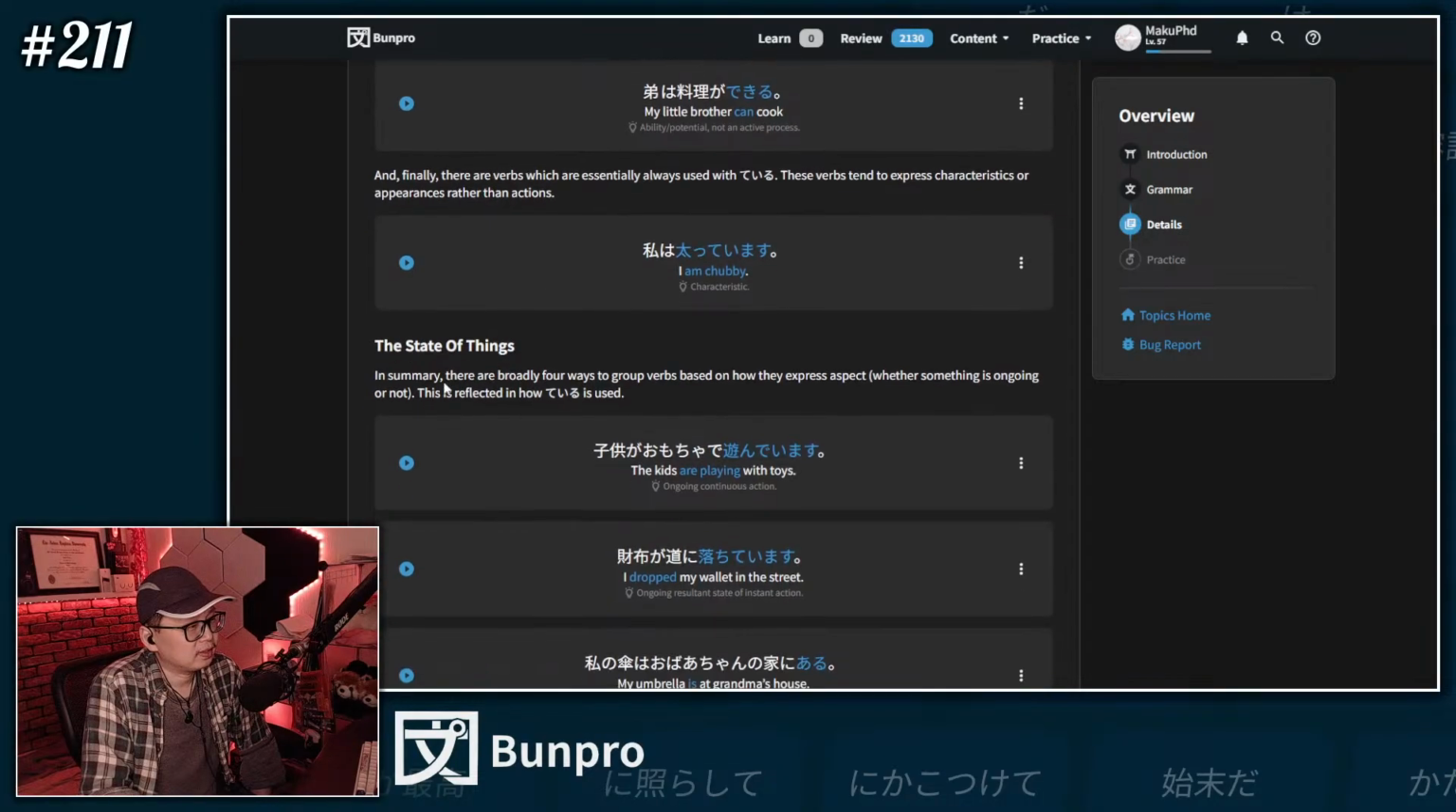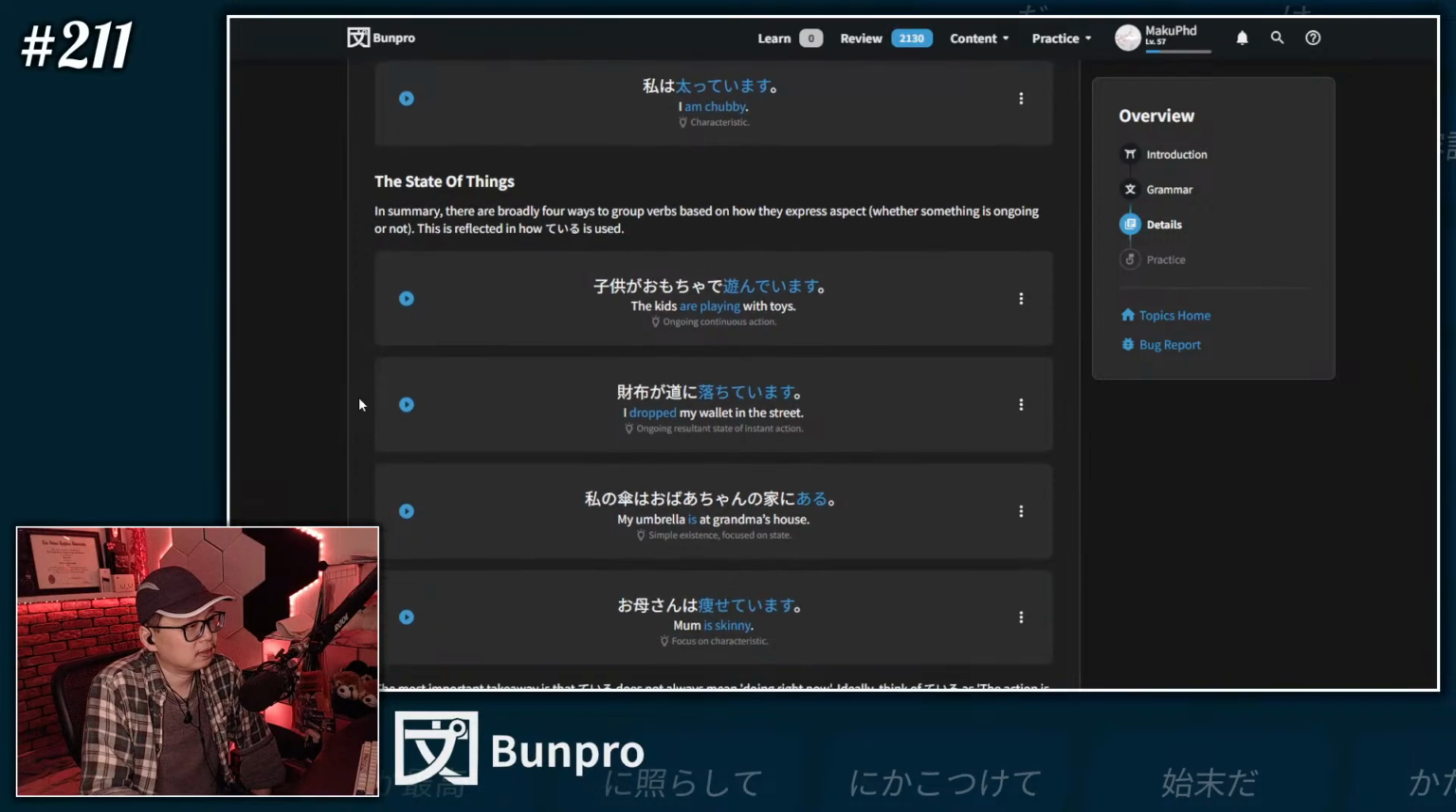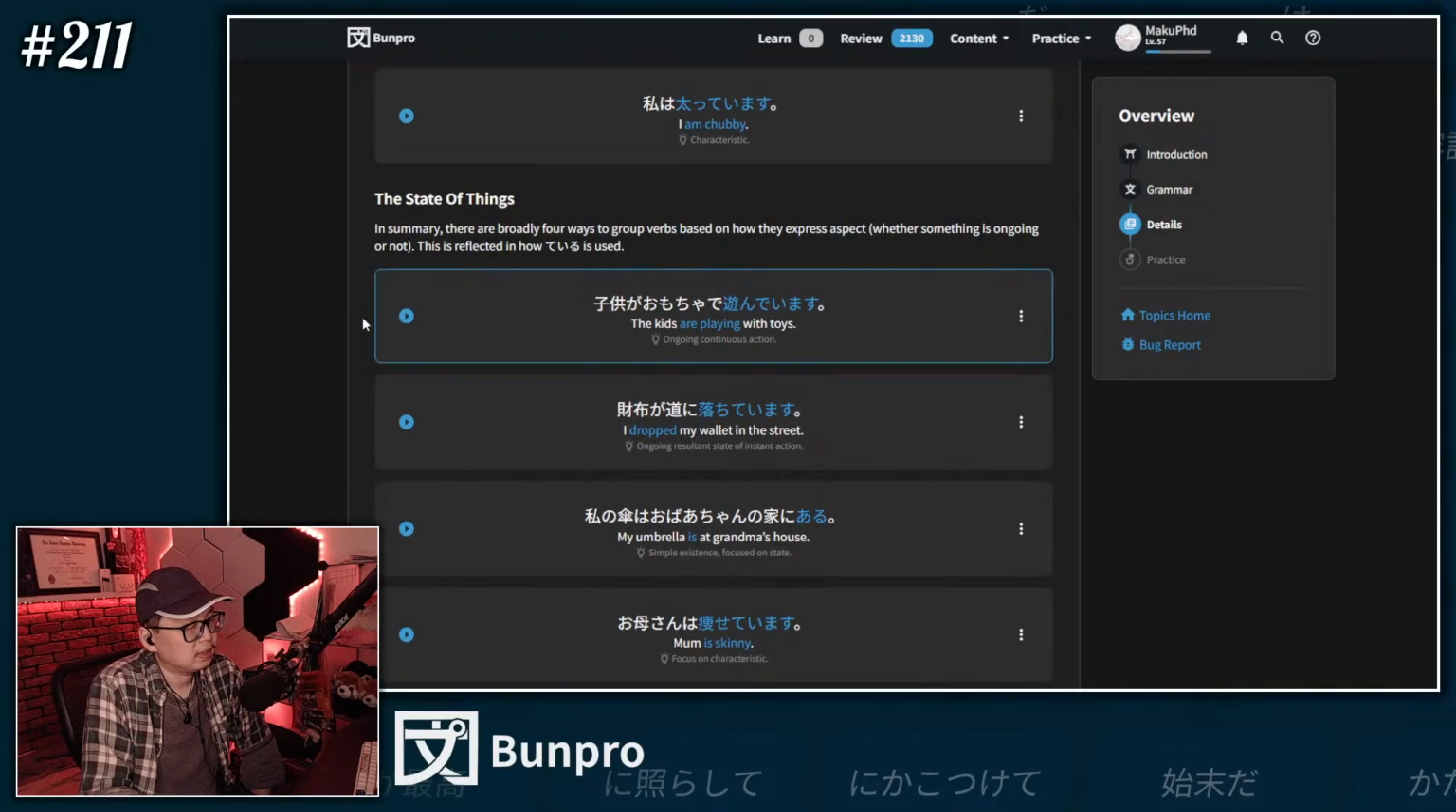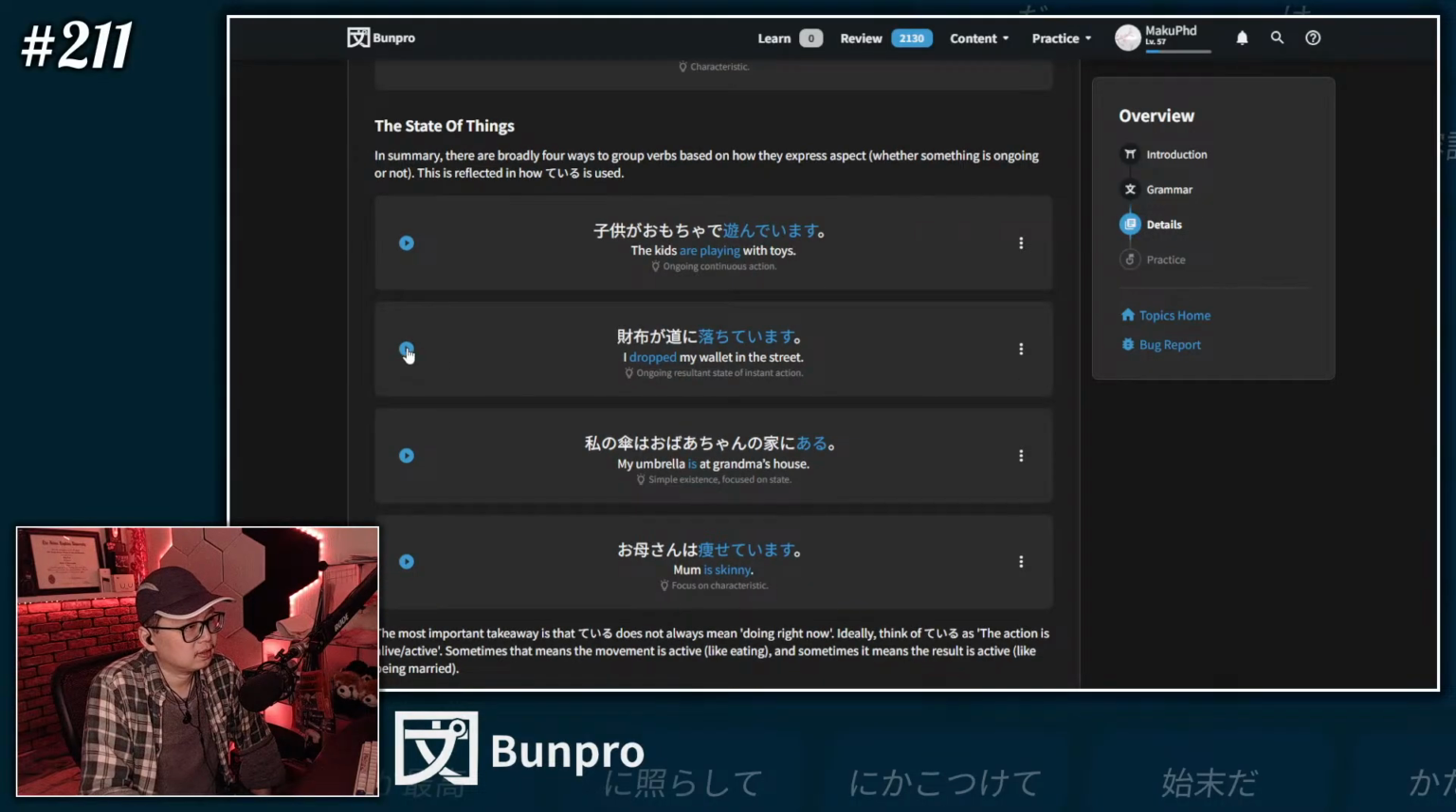The state of things. In summary, there are broadly 4 ways to group verbs based on how they express aspect, whether something is ongoing or not. This is reflected in how teiru is used. Okay, let's see the 4 aspects. 子供がおもちゃで遊んでいます。 Alright, ongoing continuous action, sure. That's the staple.